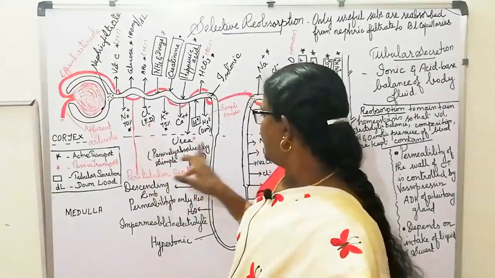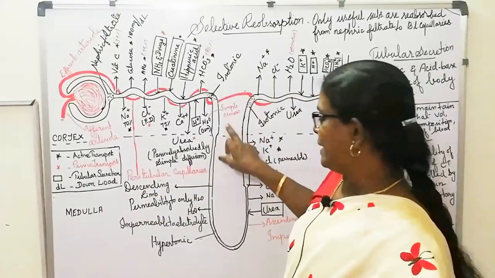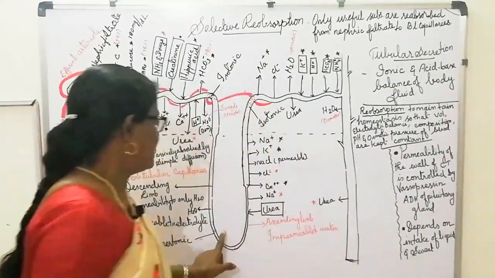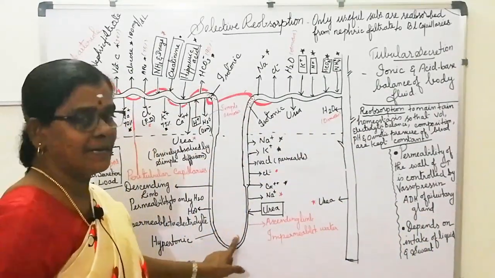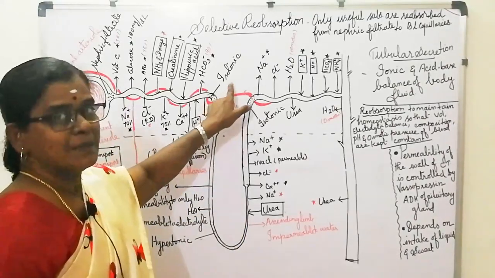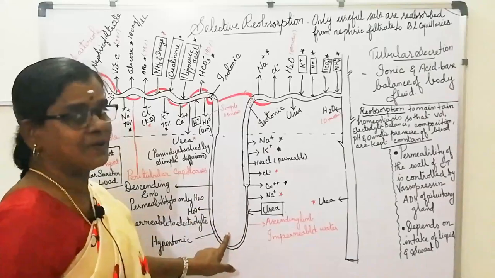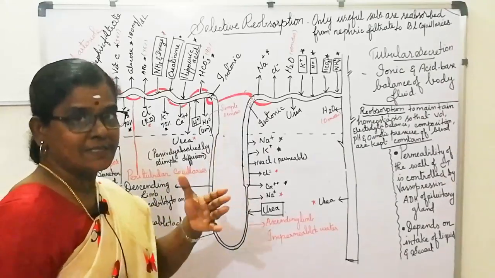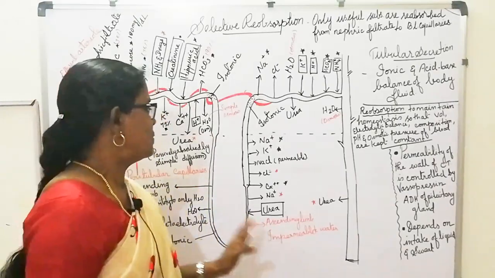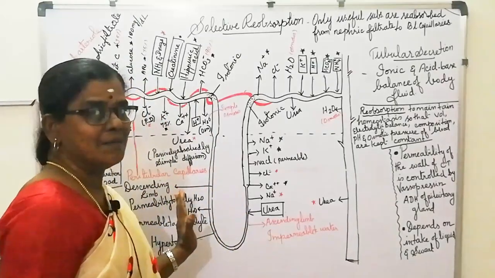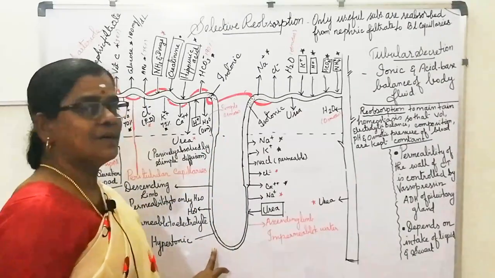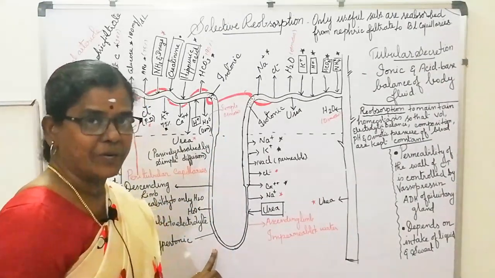Okay, so here, the filtrate is passing through the descending limb and reaching the loop of Henle, this curve of the Henle loop. When this filtrate is passing from here to here, the electrolytes are impermeable, only water is reabsorbed. Because water is reabsorbed, the solute concentration becomes more, so the filtrate condition is hypertonic.